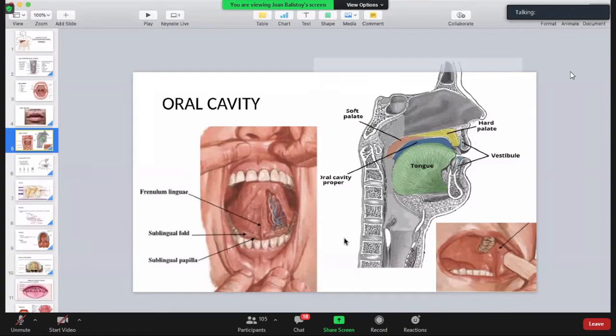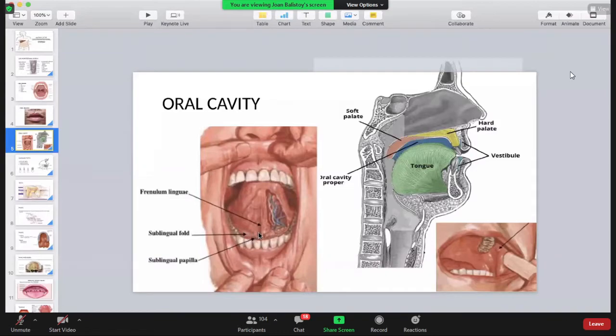The sublingual papilla. All right? You have a sublingual fold, and this sublingual fold is a small ridge on each side of your frenulum linguae. This is your frenulum linguae. This is a median fold of mucosa connecting the undersurface of your tongue to the floor of the mouth. That is your frenulum linguae. Now, there is a sublingual fold, which is a small fold on each side of your frenulum. And this is raised by the sublingual gland. The sublingual gland is making the raise of the sublingual fold.